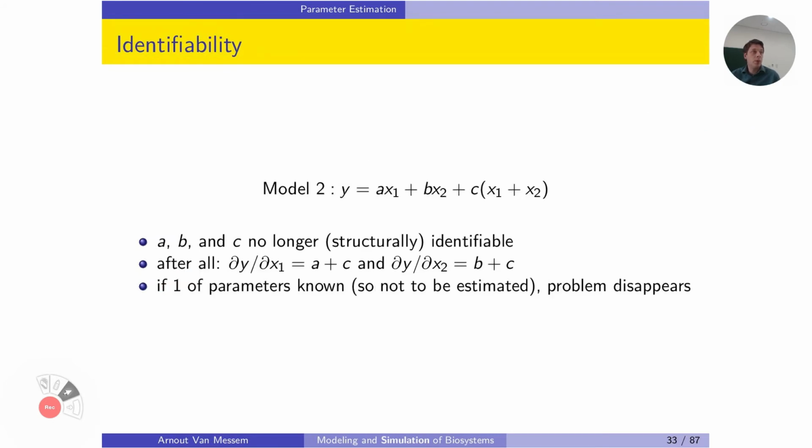Second example, model 2: y = a x1 + b x2 + c (x1 + x2). In this case, we have three unknowns, a, b, and c, but we only have two variables, so we can only derive y to x1 and y to x2. So we get basically three unknowns, but only two equations to determine these unknowns. So we can never ever find a unique solution. Even with perfect data, it's impossible to find a unique solution for this model. So in this case, it is not structurally identifiable.